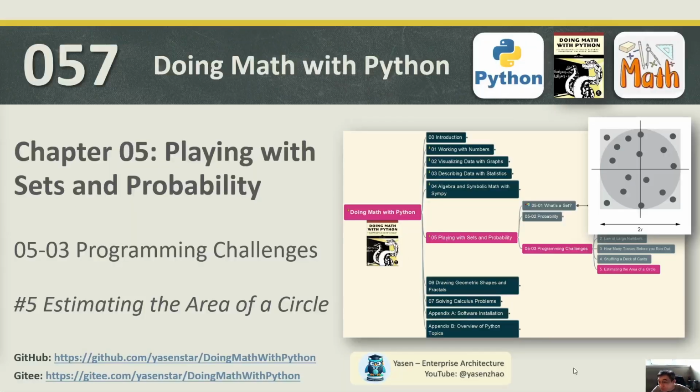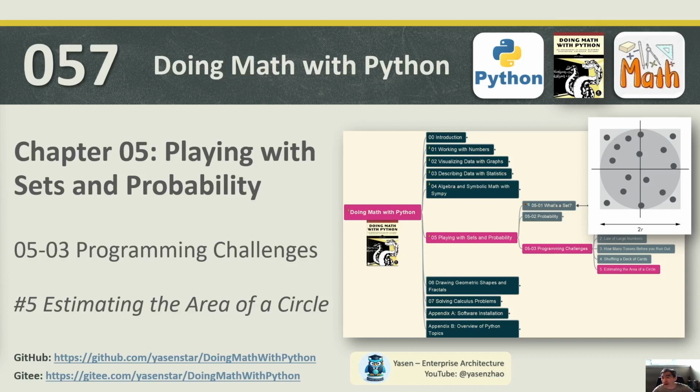In this video, we move to the last programming challenge of this chapter 5, estimating the area of a circle. I put this picture here as an illustration. The estimating is not because we don't know how to calculate the area of a circle. If you go to pi and the radius, you use pi times the radius squared, and that is the value of the area. But using this chapter's knowledge, we learn about sampling and we learn about probability.